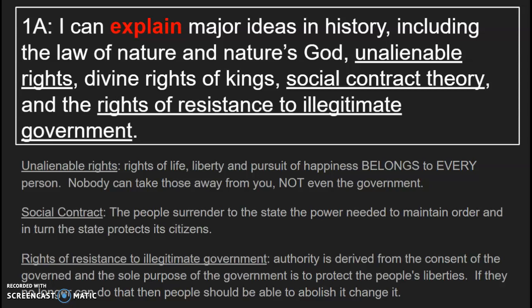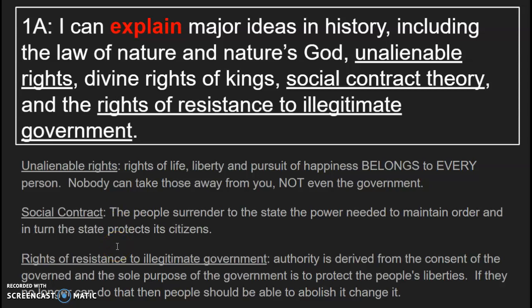Now, if you take the life of somebody away, then obviously there are the court systems and stuff, and there's laws that you have to abide by. So you as an individual person, your unalienable rights are you have a right of life, liberty, and the pursuit of happiness. Nobody can take that away from you, not even the government, and nobody is above the government.